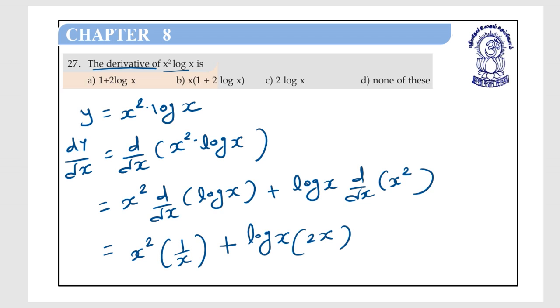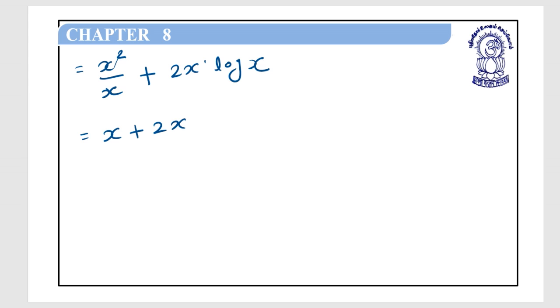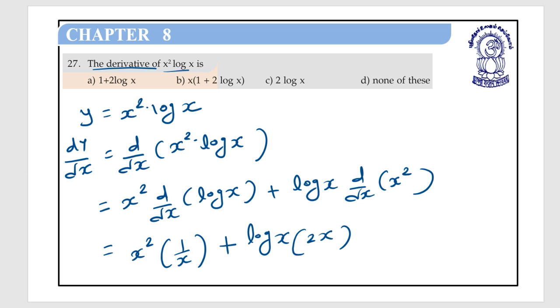So x square by x plus 2x into log x. So x cancels, one x cancels, so it is x plus 2x into log x. So we can take x common, x into 1 plus 2 log x. Okay, so check the options. x into 1 plus 2 log x. So option B is the right answer.